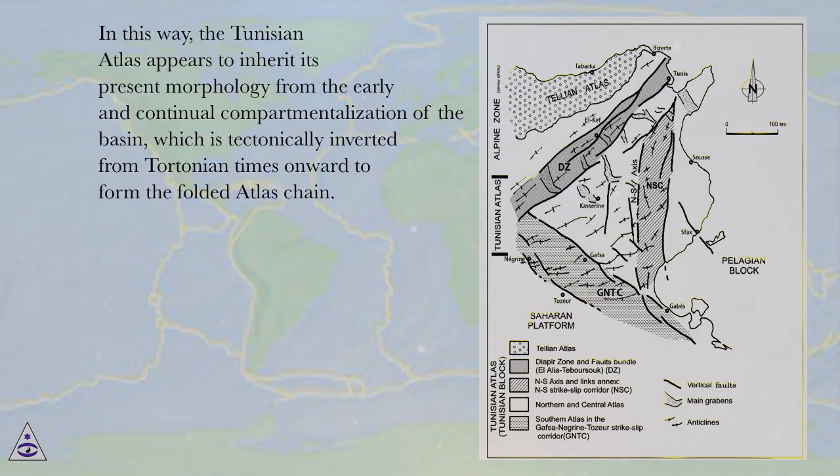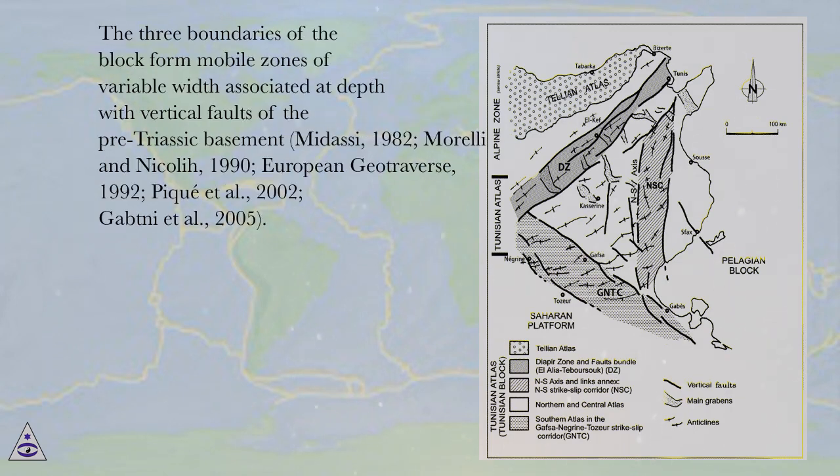In this way, the Tunisian Atlas appears to inherit its present morphology from the early and continual compartmentalization of the basin, which is tectonically inverted from Tortonian times onward to form the folded Atlas chain. The three boundaries of the block form mobile zones of variable width associated at depth with vertical faults of the pre-Triassic basement, Midasi, 1982, Morelli and Nicoli, 1990, European Geotraverse, 1992, Piquet et al., 2002, Gatney et al., 2005.